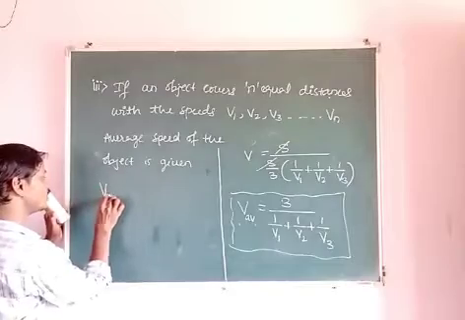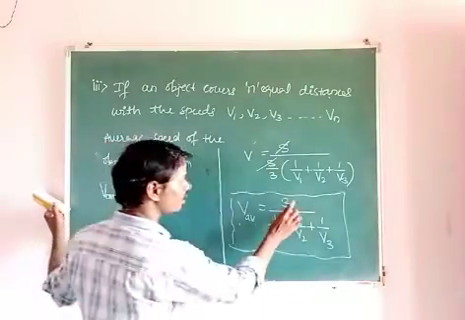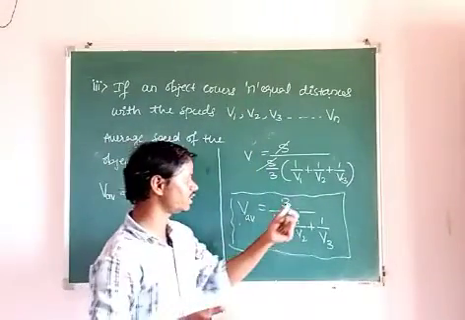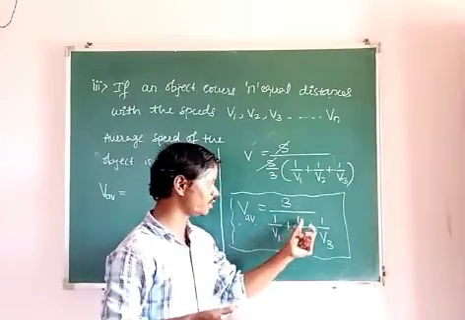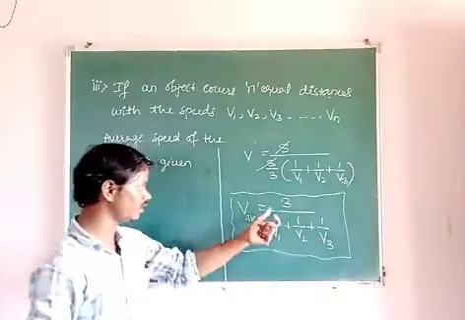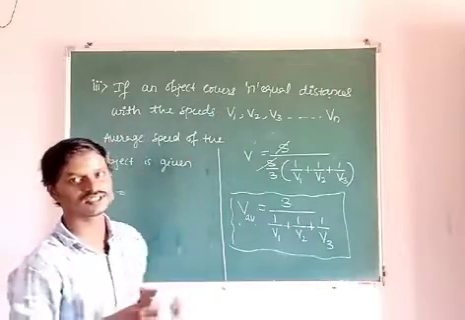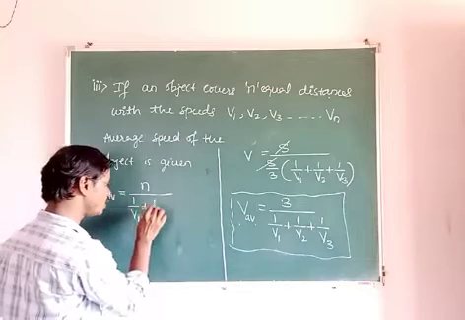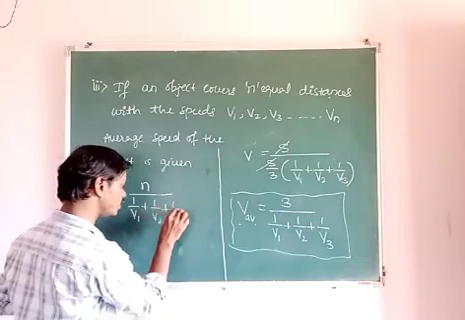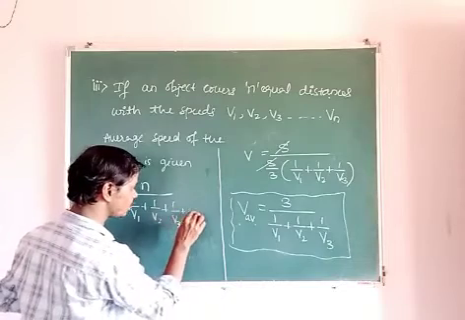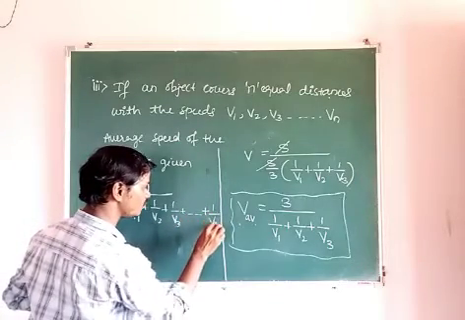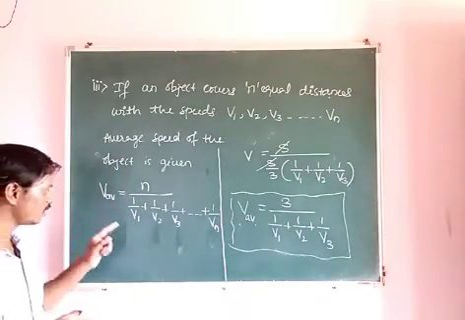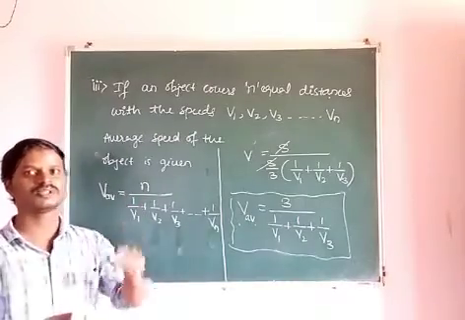V average, means average speed, is equal to n equal distances. For 3 equal distances, we write 3 divided by 1 by V1 plus 1 by V2 plus 1 by V3. But here, because n equal distances are there, n divided by 1 by V1 plus 1 by V2 plus 1 by V3 and so on plus 1 by Vn. Because n number of equal distances are there, we are going to take n number of speeds.